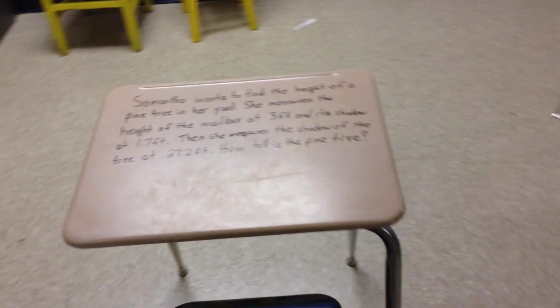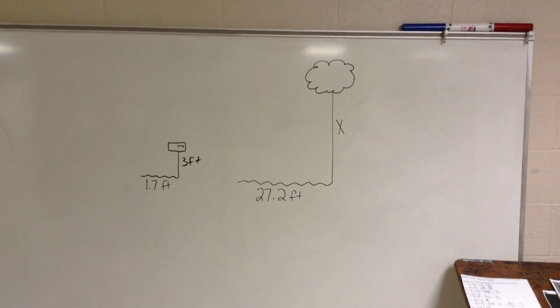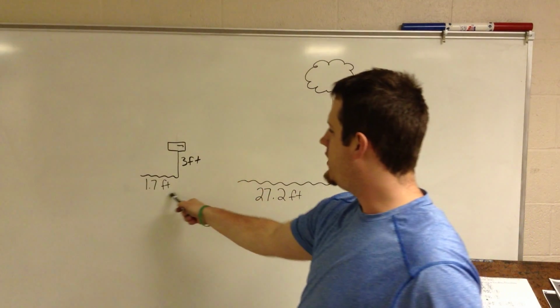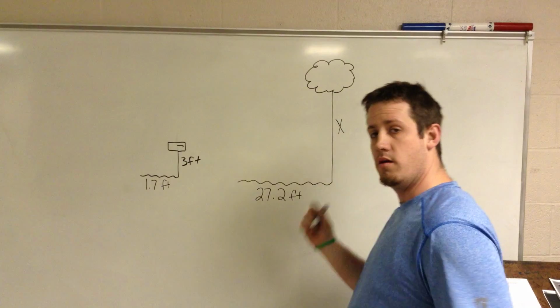Now, we talked about a couple of these questions in class. And if you remember from class, we solved them by drawing a picture. Okay? So, I took the liberty of drawing a picture. We have our mailbox, and we have our tree. If you remember from the question, we're told that the mailbox has a height of 3, a shadow of 1.7, and the tree has a shadow of 27.2. Remember this?